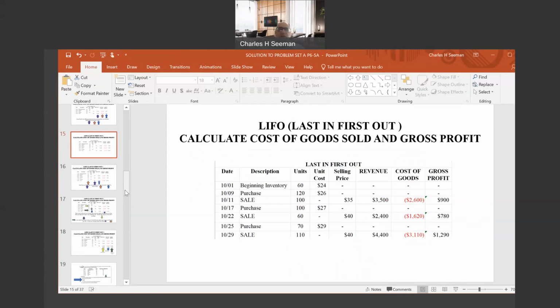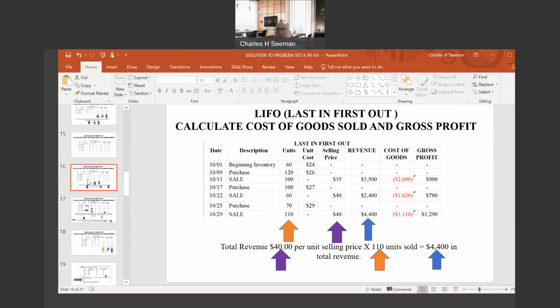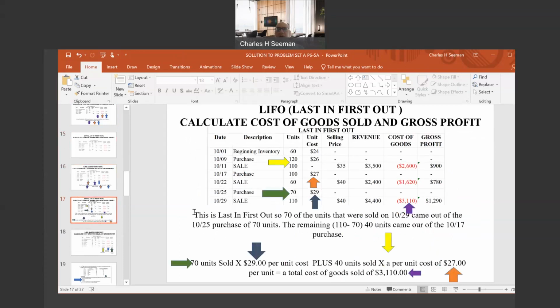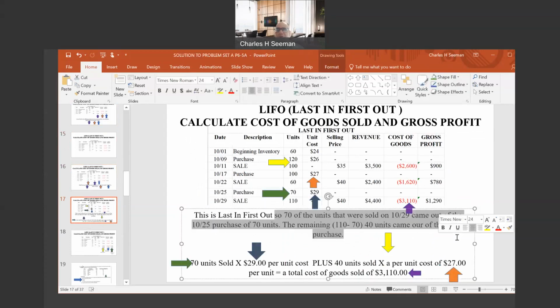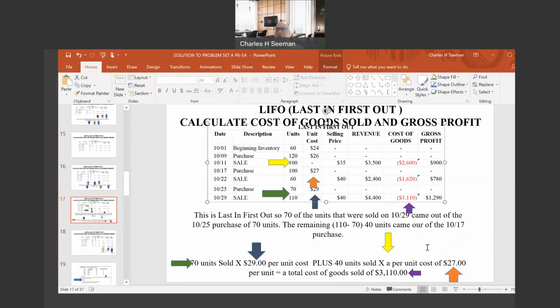The last sale, the 10/29 sale, we sold those units for $40 a piece. We sold 110 units for $40 a piece. That gave us $4,400 worth of revenue. The cost, 70 of those units came out of the 10/25 purchase, and the remaining 40 units came out of the $26 purchase.